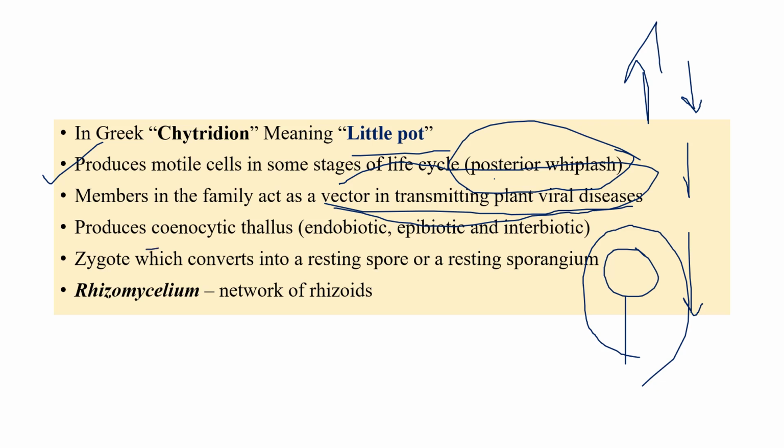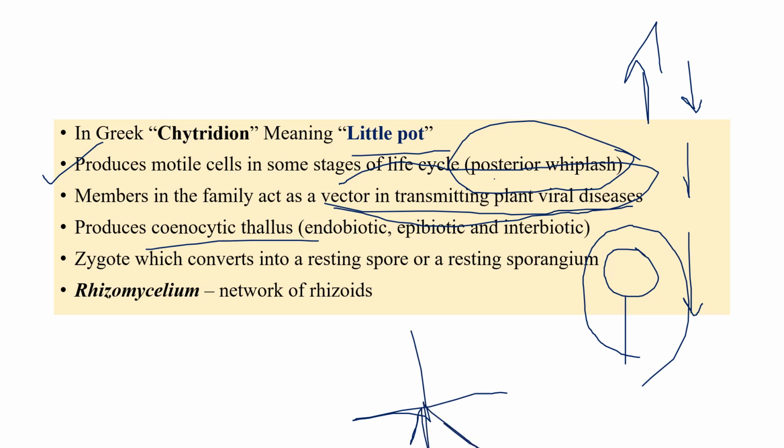And they produce a coenocytic thallus. Coenocytic means the thallus consists of no septation. Here the thallus generally consists of rhizomycelium. What is rhizomycelium? It means a network of rhizoids. What are rhizoids? Generally, we study rhizoids in the Zygomycota group of fungi.